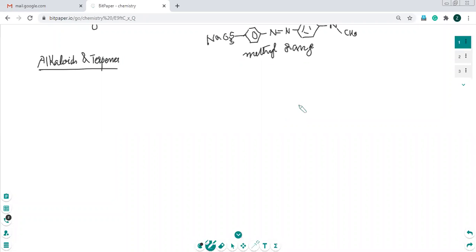Now, let us look at alkaloids and terpenes. The origin of organic chemistry: organic chemistry actually originated from the study of natural products. What is a natural product? The study of natural products is the isolation of organic compounds from plants and animals.